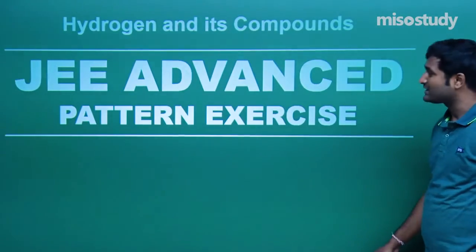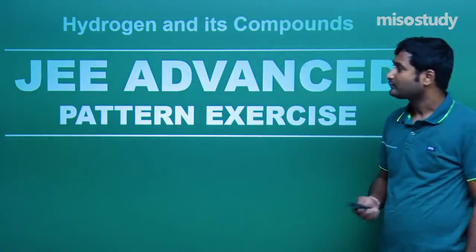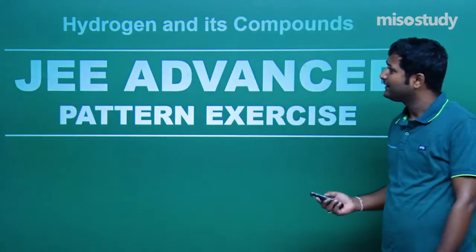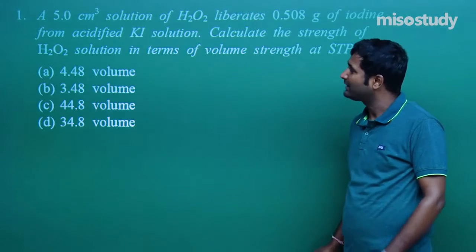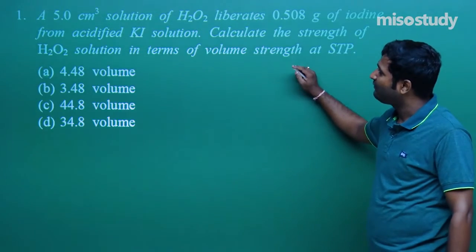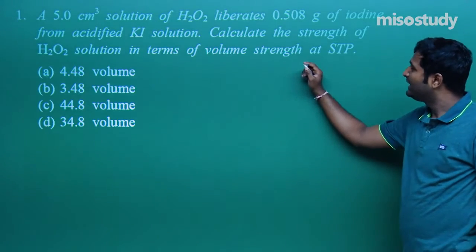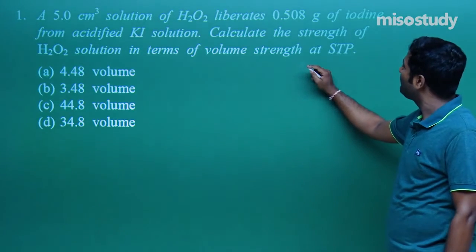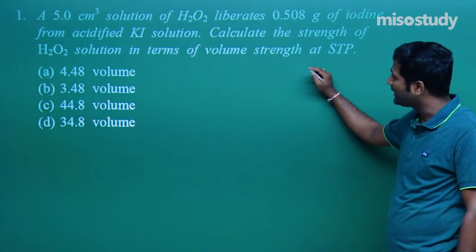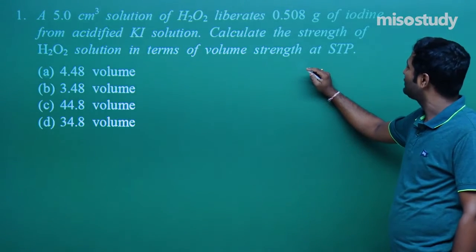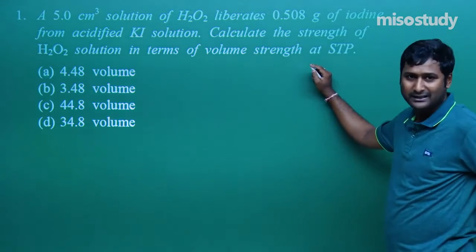Today we are going to discuss a few questions related to the JEE Advanced Examination. Clear? So let's start with the topic, that is the question answer round, and my first question is, look at what is given here. A 5 cm³ (5 ml) solution of H2O2 gives 0.508 gram of iodine from acidified KI solution. Calculate the strength of H2O2 in terms of volume strength at STP, standard temperature and pressure.